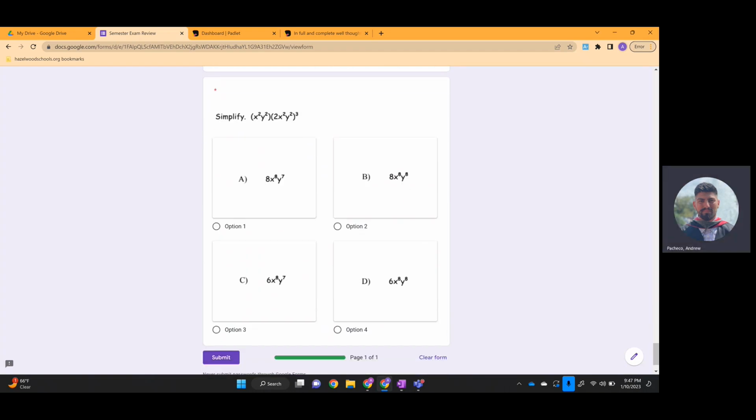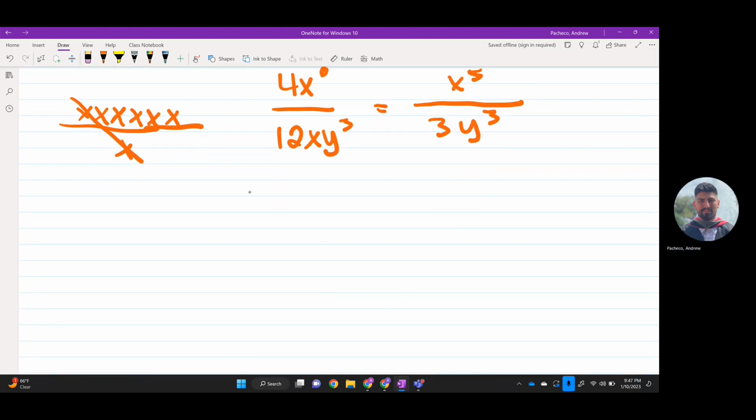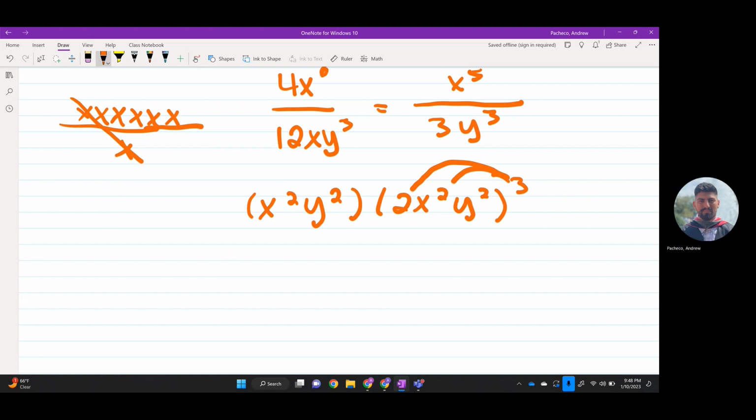We are at our last question. All it's asking is to simplify. So if we're looking to simplify, we have x squared y squared times (2x squared y squared) cubed. Anytime I have something in parentheses and I have an exponent I'm raising it to the power of, I need to distribute it inside everything that's within the parentheses.